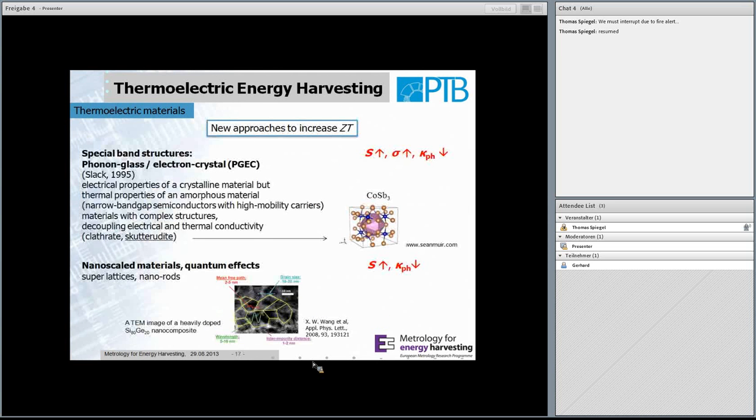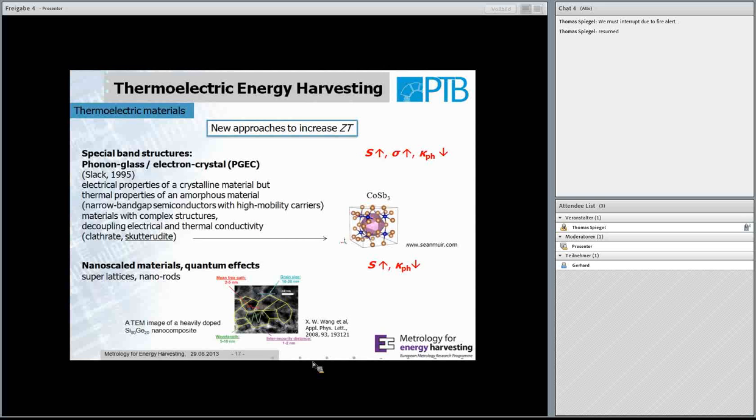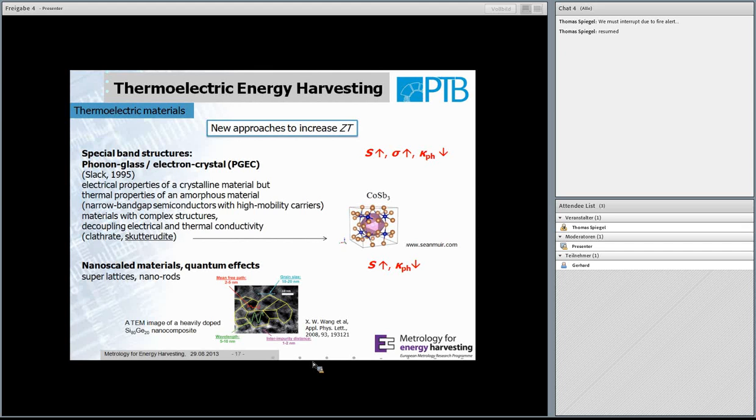And I would like to show you the two main directions of the research concerning thermoelectric materials to increase ZT. Of course, you know it's directed at increasing S and decreasing kappa, and Slack proposed as an optimum thermoelectric material a material which behaves concerning its electrical properties like a crystalline material, but with thermal properties of an amorphous material. He named this phonon glass electron crystal. That is in principle a complex material.